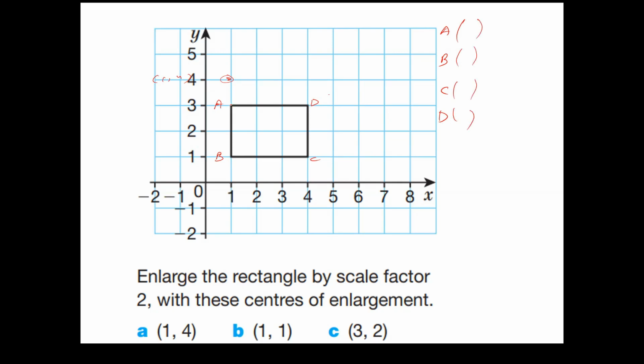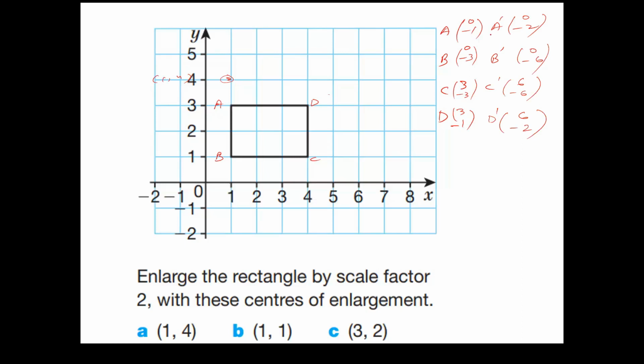A is 0 and -1. B is 0 on the x-axis, nothing to move right or left, so 3 down. So 0 and -3. D is 1, 2, 3 right and 1 down. So 3 right and 1 down, -1. So if we look for C, it is 3 right and 3 down. So this is -3. So now we have the scale factor 2. So A dash will be 0 and -2. B dash will be 0 and -6. C dash will be 6 and -6. And D dash is 6 and -2.